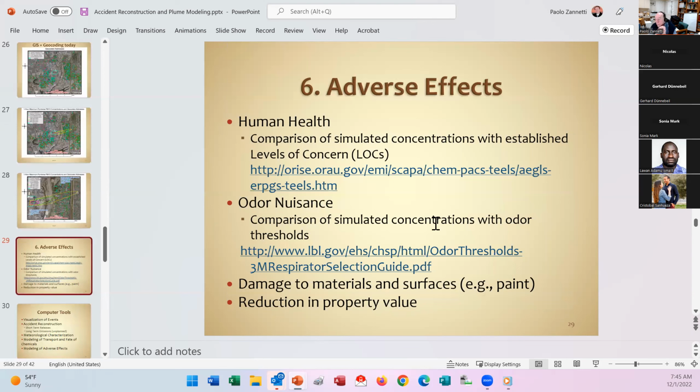Adverse effects. Which time is it? 7:45. Okay. So we'll finish at 8:10.